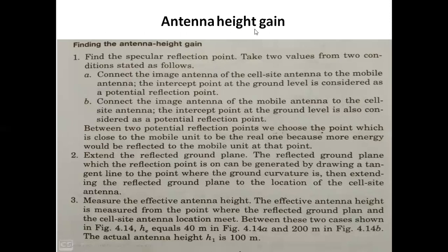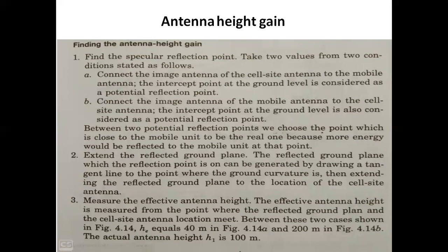What is the antenna height gain? Here we have to calculate the gain of the antenna. Finding the antenna height gain includes three or four rules or parameters. First one, find the specular reflection point. To find the antenna height gain, first of all, we should find the reflection point. How can we find the reflection point? Take two values from two conditions. Here we are considering two conditions and two values.